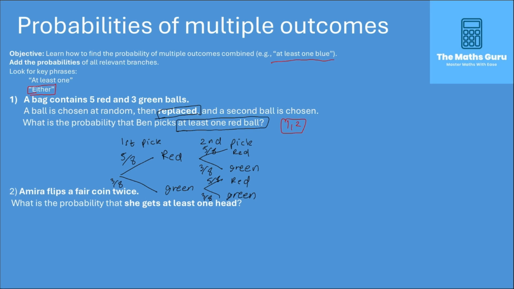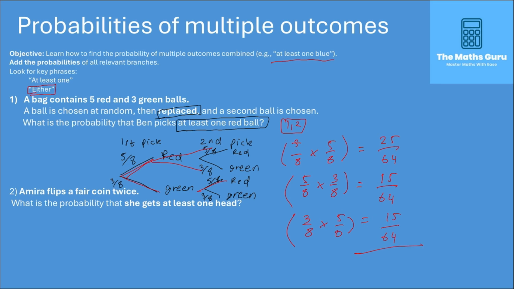So what we do is we first see, okay, so red and red is 5/8 times 5/8, which is equal to 25 over 64. Then we look at red and green, because with red and green, he at least picked one red ball. So 5/8 times 3/8 is equal to 15 over 64. Then we have green, and then we need to go to red. So green times red is 3/8 times 5/8, which is going to be equal to 15 over 64.